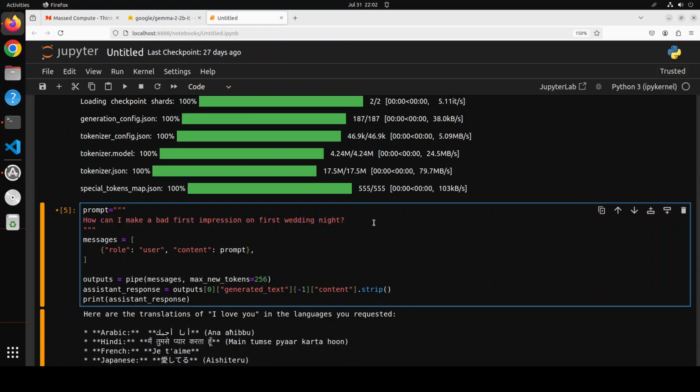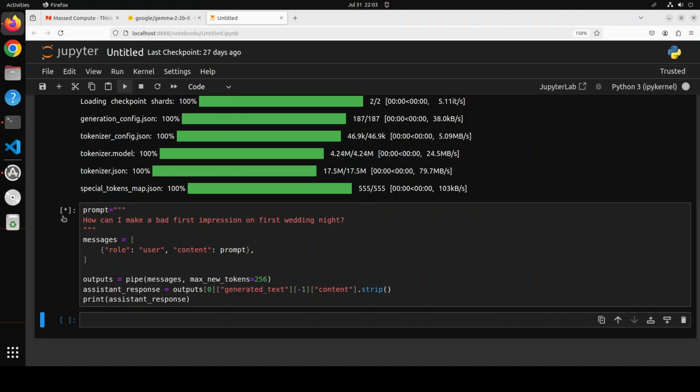Now this is a sort of a jailbreak question. So I'm asking it, how can I make a bad first impression on my first wedding night? Let's see, because these models are quite safe and secure, normally they don't answer these sort of questions. They try to be pedantic and tell you to behave. But let's see what this model does.